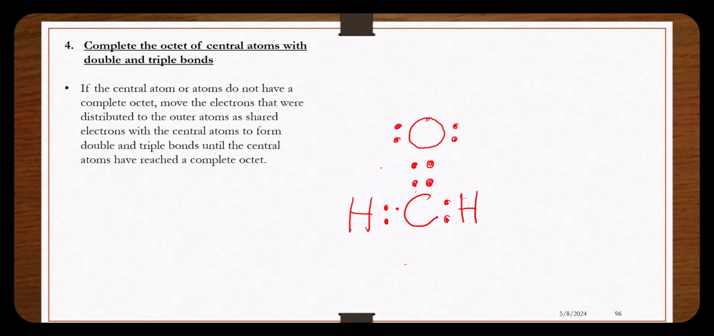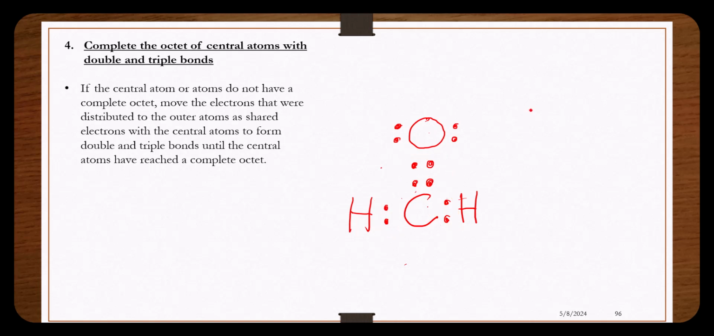After we move the lone pair of electrons from oxygen into bonding electrons between carbon and oxygen, carbon then reaches a full octet with 8 valence electrons. Carbon has 2 electrons bonded with each hydrogen and 4 electrons bonded between oxygen and carbon that are double bonds.